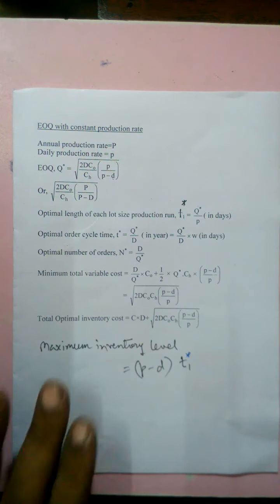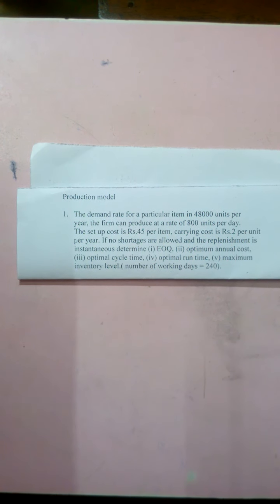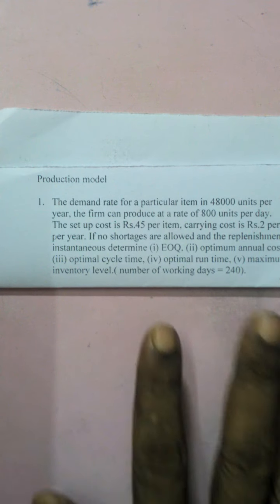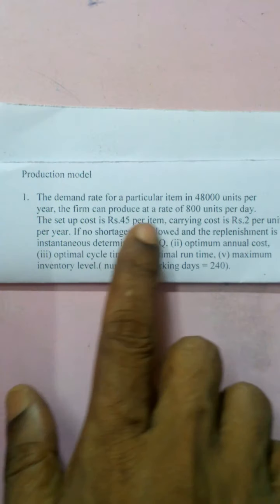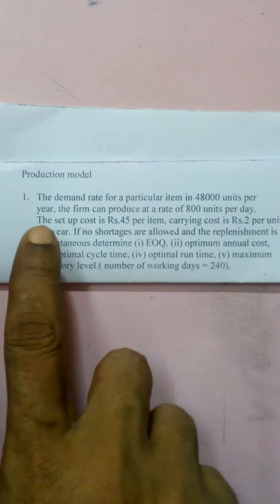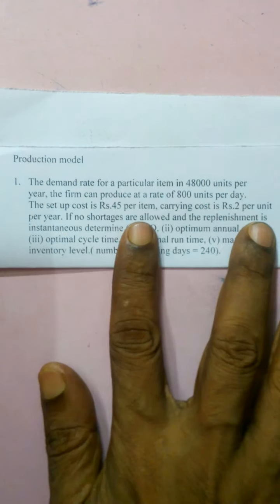Now coming to the first question, which is given like this: the demand rate is given, annual demand is given. Now coming to the results, straight to the solution. We have to find what is given in this question. If you look at the question, demand is given per year, and also the production rate is 800, and the setup cost, and the carrying cost is rupees 2 per year. That is very important to note.